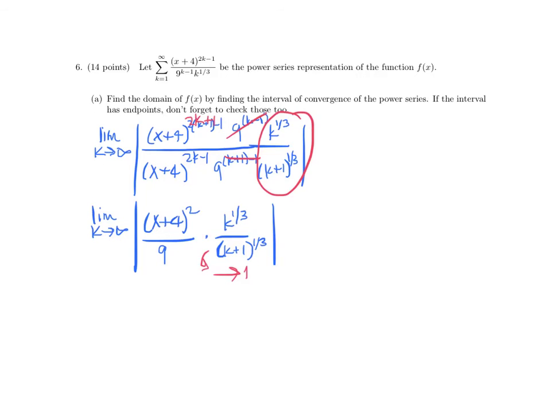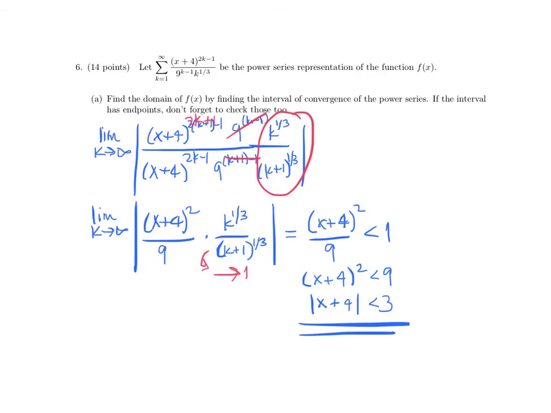What we're left with is that this limit is equal to x plus 4 quantity squared over 9. And according to the ratio test, we want this to be strictly less than 1 in order for this power series to converge. Doing a little bit of algebra, we see that x plus 4 has to be less than 3. And this is our moment right here.